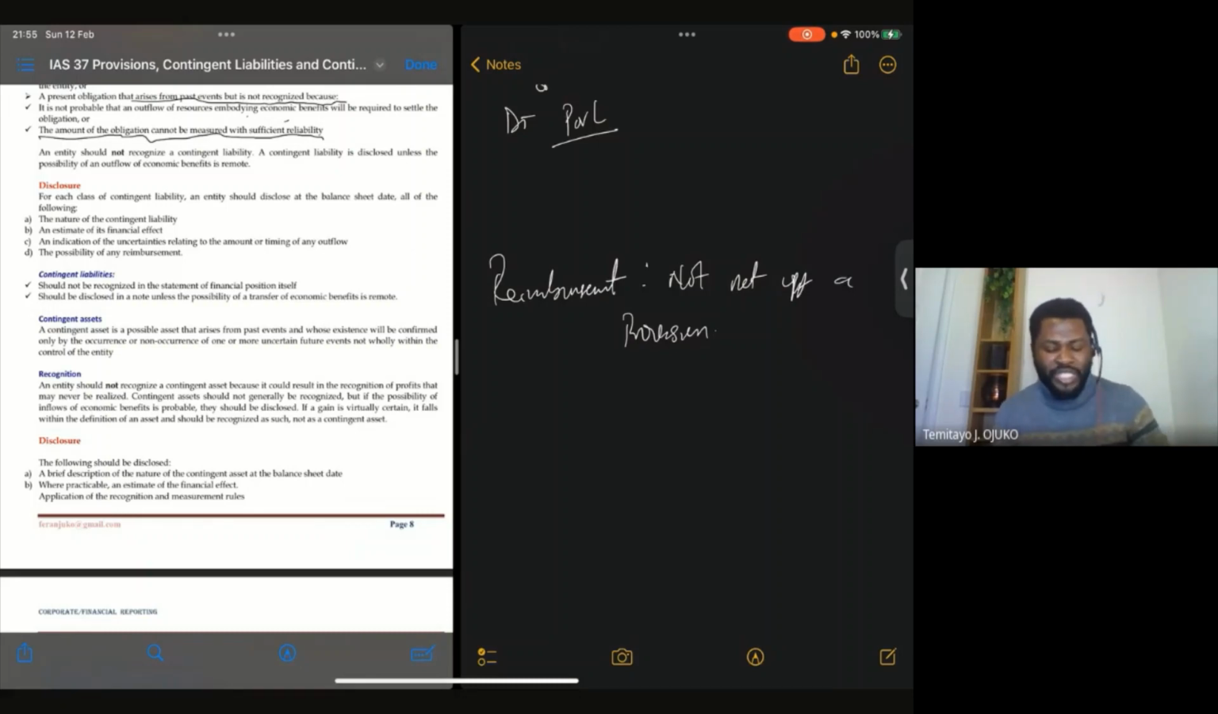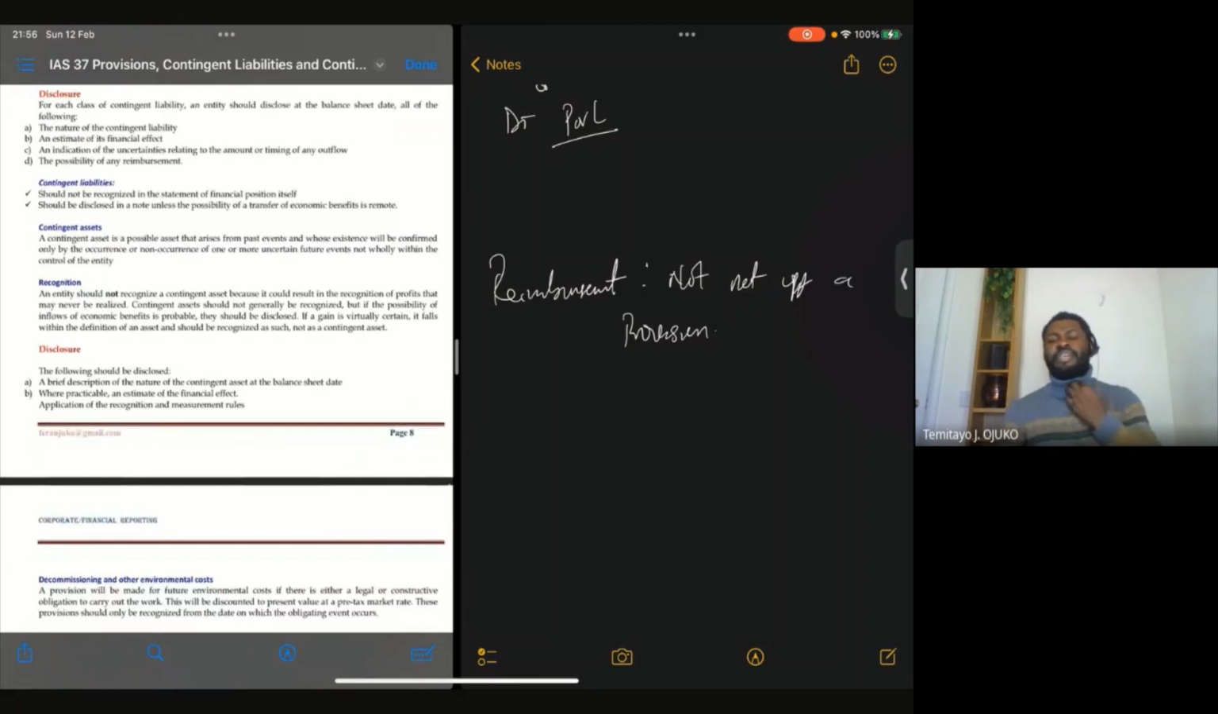Contingent assets should not generally be recognized, but if the possibility of an inflow of economic benefit is probable, they should be disclosed. So if it is probable, 51%, 60%, they should be disclosed. But if a gain is virtually certain, you are sure 100% you are going to get it, then it falls within the definition of an asset and it should be recognized as such, not as a contingent asset. So that's that about contingent asset, contingent liability, and provision.